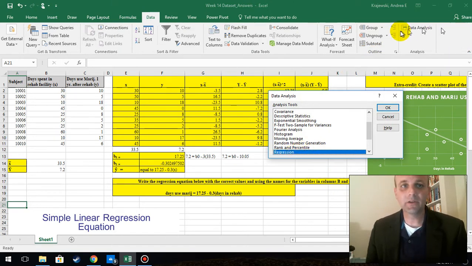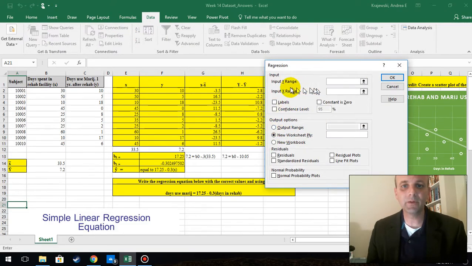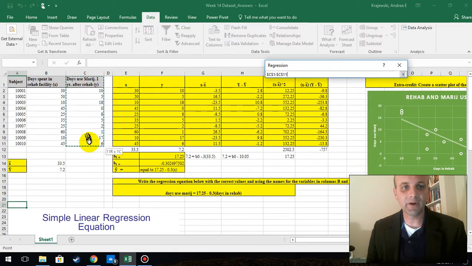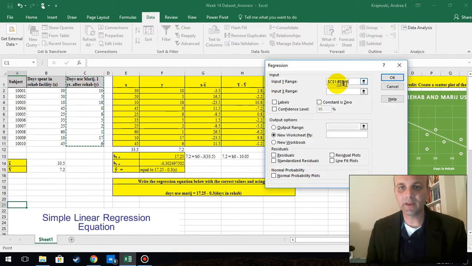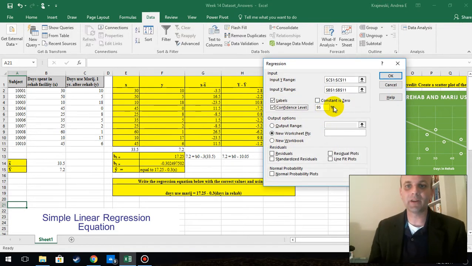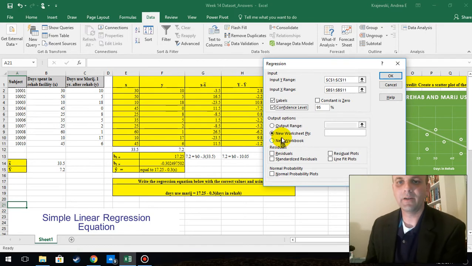So you go to data analysis under the data tab here and click the regression, right? So here we have our input Y range, and this is the Y, right? Days using marijuana after rehab. Now the X one, we'll click on days spent in a rehab facility. That's the cause. I'm going to click labels here because I scrolled through both of them, okay? The confidence level, we want to set that at 95%, so that's at 0.05, right?